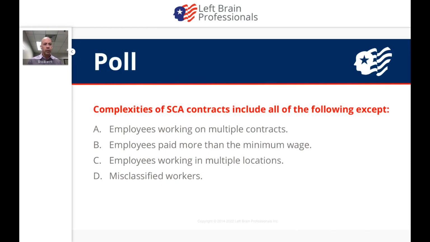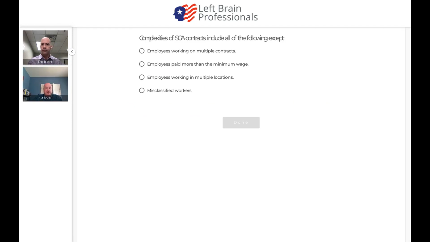All right, our third polling question, and let me get this launched here. The complexities of SCA contracts include all of the following except: employees working on multiple contracts, employees paid more than the minimum wage, employees working in multiple locations, or misclassified workers. This is an interesting question. It's a little bit tricky, so I'm curious to see how many people get it correct. We've got about 70% responded, and we'll give it about 10 more seconds, and we'll take a look at the results.